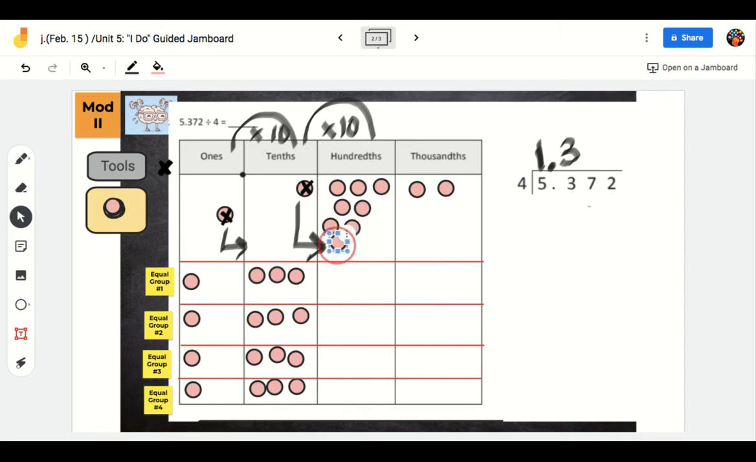I don't know if I'm going to have enough space, so let me go 1, 2, 3, 4, 5, 6, 7, 8, 9, and 10. I'm going to move it over here. So now instead of 7 in the hundredths place, I now have 17 hundredths. Now I can start sharing.